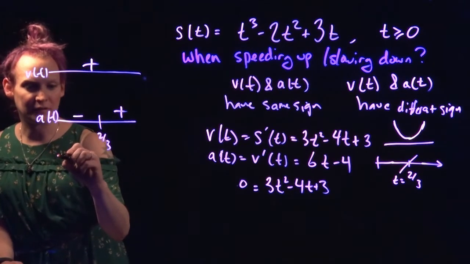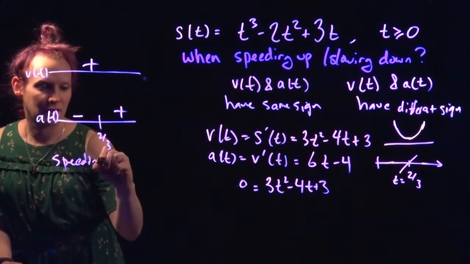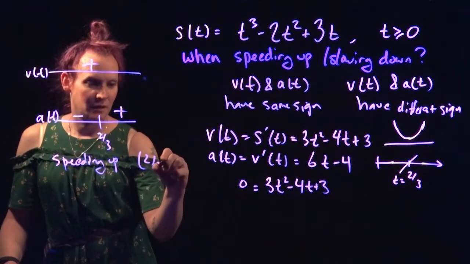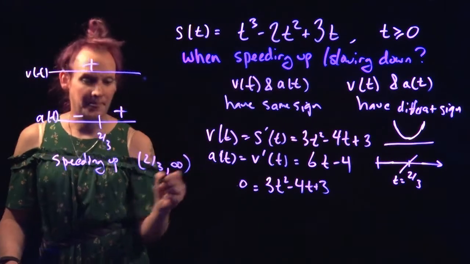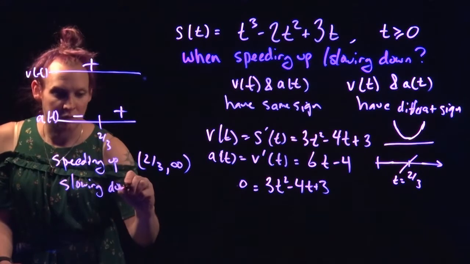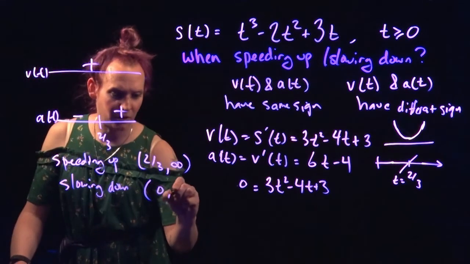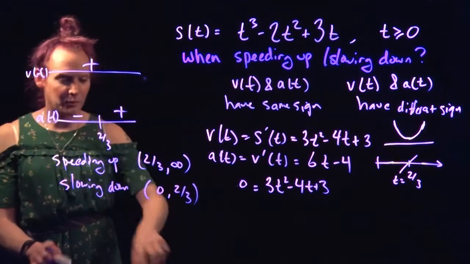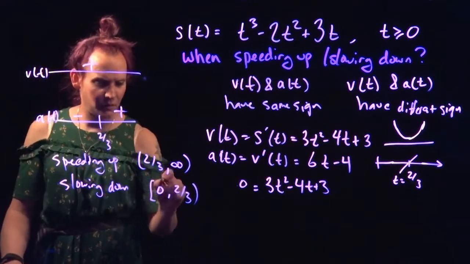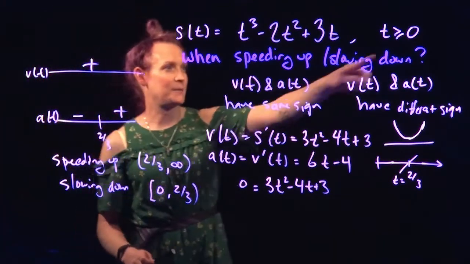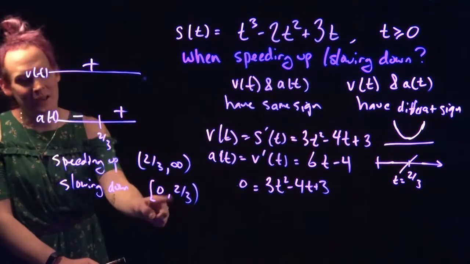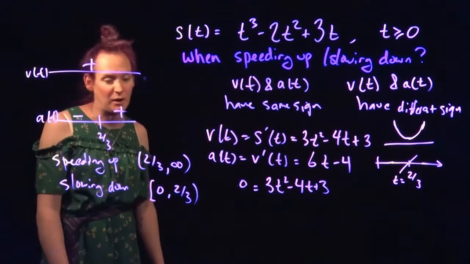So the particle is speeding up from 2/3 to infinity, and it's slowing down from 0 to 2/3, except I want to include the 0, the time equals 0, because my experiment starts at time t equals 0, and it's moving at that time. So it's definitely slowing down at time equals 0. So I'm going to include that time with the square brace.